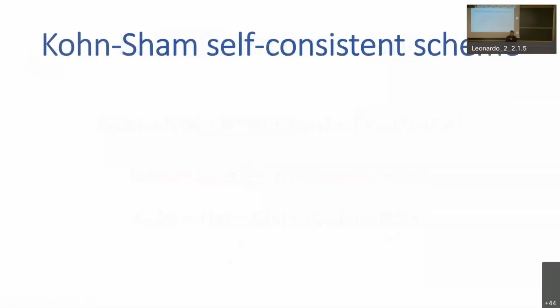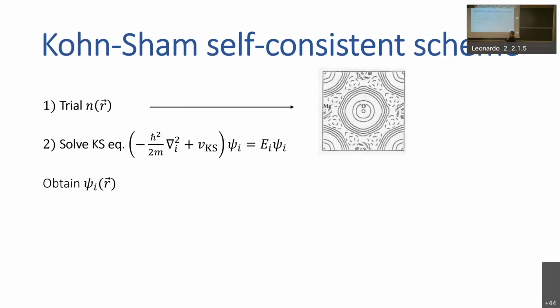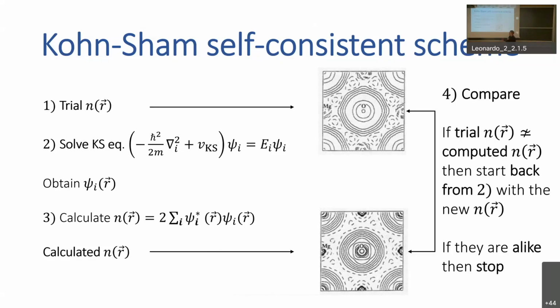And now we arrive at why the Kohn and Sham approach is important. Let's suppose that the previous unknown term, the exchange correlation term, is known. What we have to do, Kohn and Sham say, is to start with a trial electron density. Now you have to solve the Schrödinger equations and reconstruct the electron density, and then you just have to compare the electron densities. If they are alike, you can stop, the method has converged. Otherwise, you have to restart from the second point.